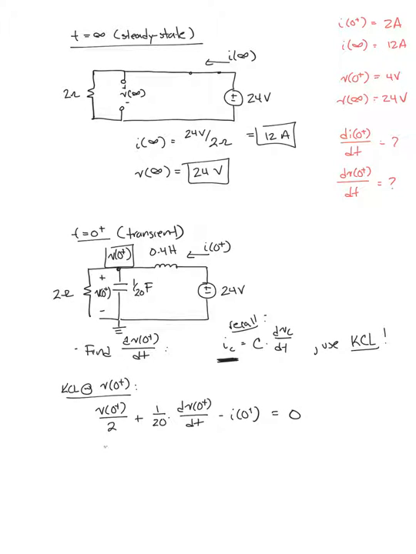We know what v at time 0 is, and we know what I at time 0 is, so we can solve this for dv dt, which must equal 0 volts per second when we solve that out.